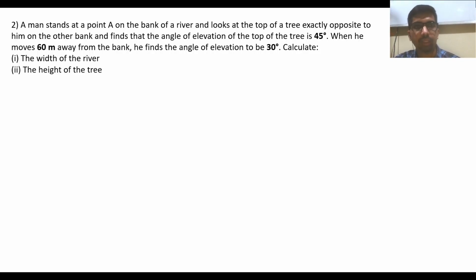A person stands at point A on a bank of a river and looks at top of a tree. Okay. Now the point they have given is standing on a river bank. Okay, they like nature very much. So इसको point A बोलेंगे. And this is a tree. And obviously this is the river. ये river है. ठीक है. A man stands at point A on the bank of a river and looks at the top of the tree exactly opposite to him. ठीक है.